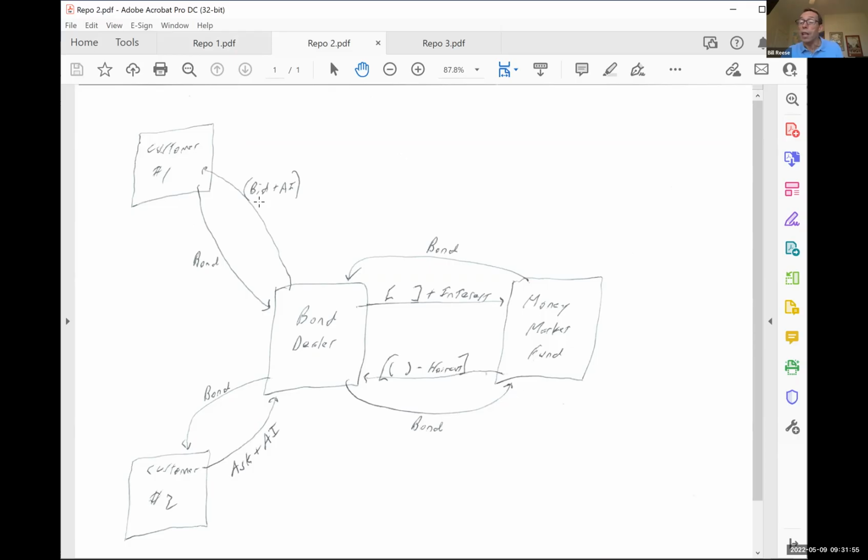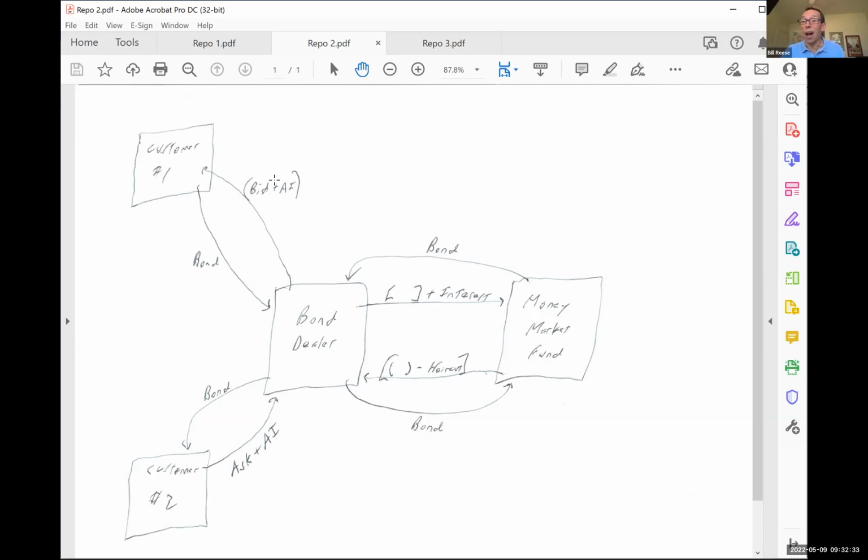The bond dealer has posted a bid price on this bond, so it's going to be paying the bid price. The bid price is the clean price, but what the bond dealer is paying customer number one is the bid plus accrued interest, which is going to be the invoice price. As you know, you have to add on accrued interest to the quoted price for a bond, because typically bonds are not only bought and sold on the date of a coupon payment. If it's in between coupon payments, then you have to have the accrued interest added in there as well. So the bond dealer is sending over to customer number one this bid plus accrued interest.